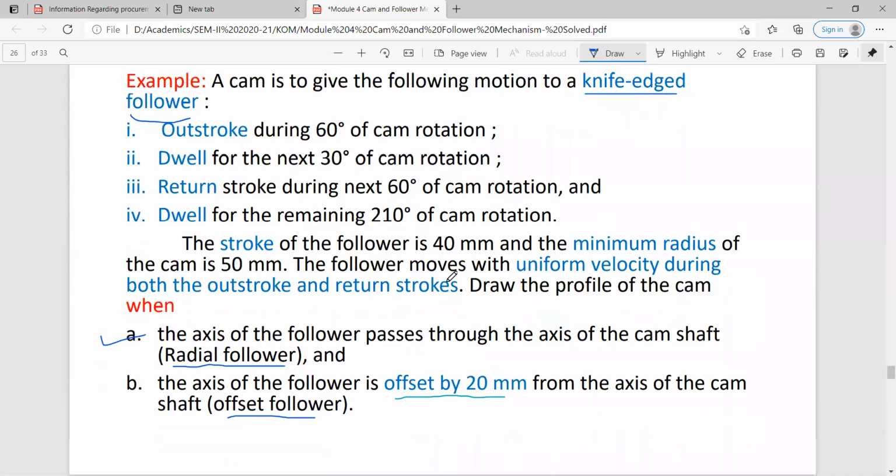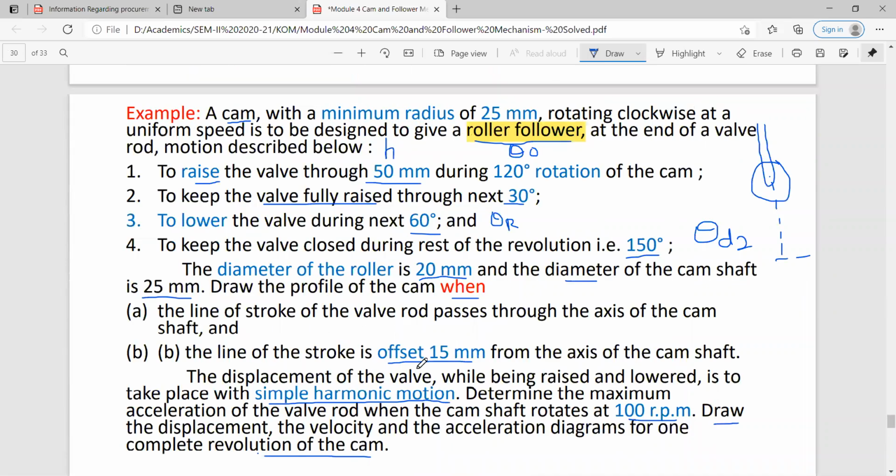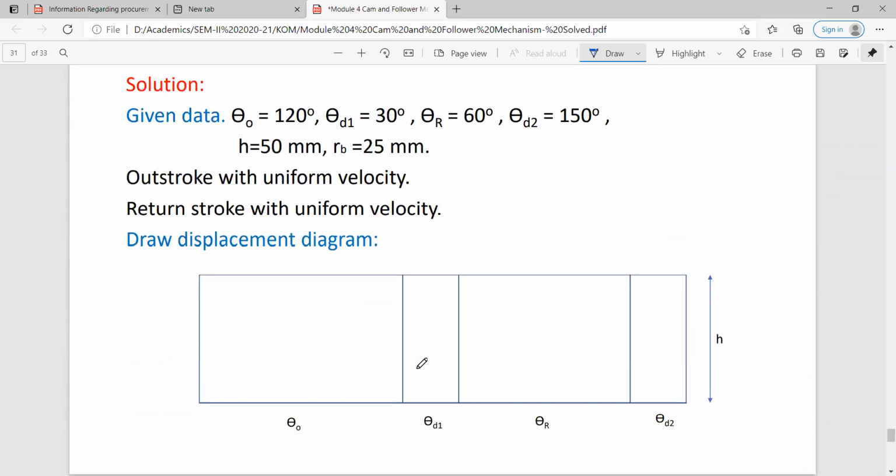You noted it down, this problem we have solved. So you have noted it down, write down the given data. Yes, sir. So it is your given data, you will take it.